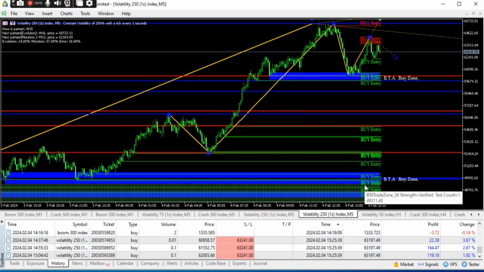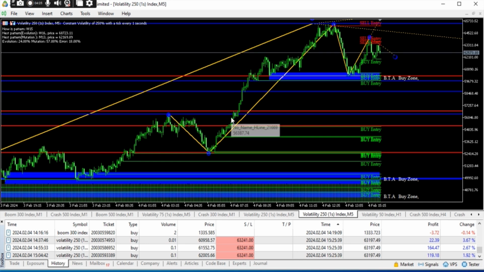You start by entering using a smaller lot size. Then once it gives you a second entry, you now have to increase your lot size. So once it reaches this node, for example this one, you take your profit because it is going to pull back. So right now it has pulled back and given us another buy signal.